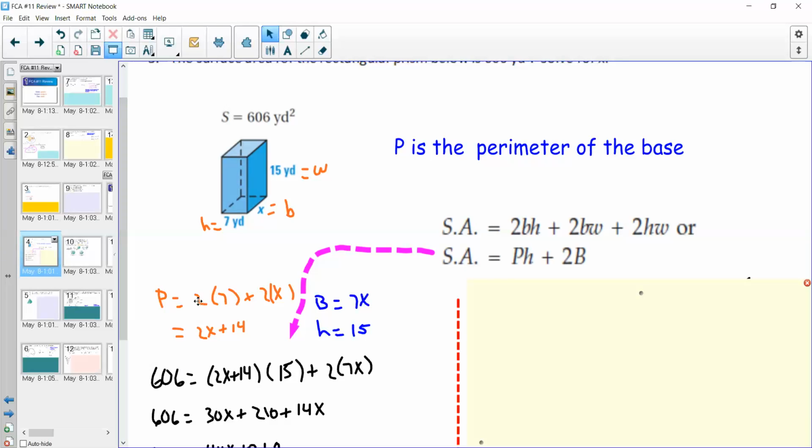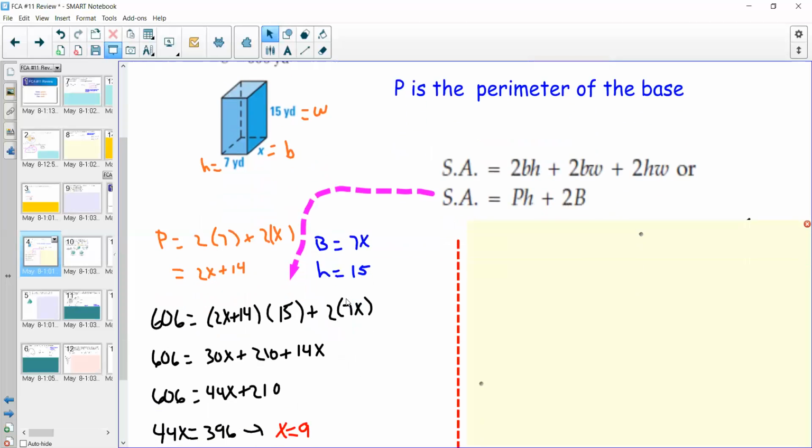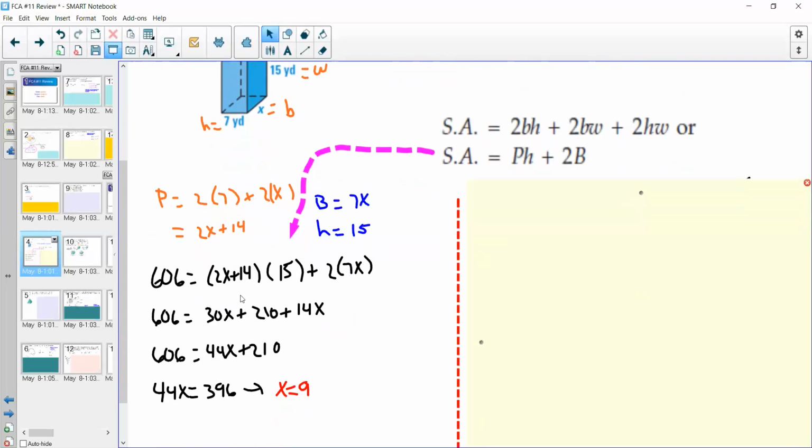All right, so we've got our values. We've got the capital P, we've got capital B, and we understand h is the height of the prism. Remember, the height's going to be perpendicular with the base. So then we're just going to plug in our numbers. We know the surface area, so I'm plugging in 606 for the surface area, substituting capital P with 2x plus 14, the height with 15, capital B with 7x, and when I solve for x, I get 9.